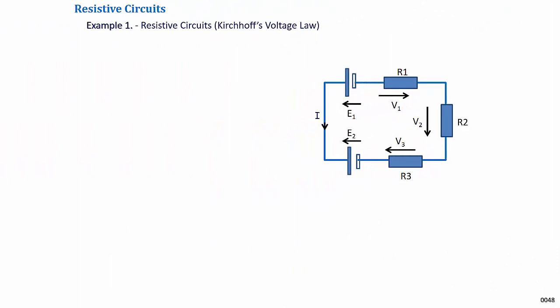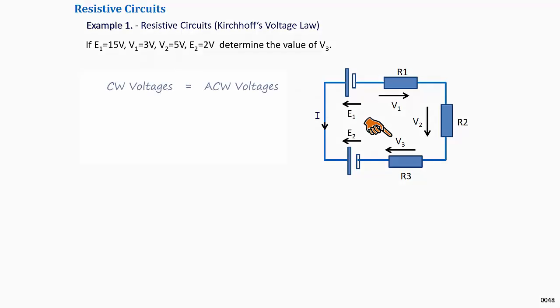The following example is in the accompanying workbook, Resistive Circuits, Kirchhoff's voltage law. Here we have been given a circuit with potential arrows and the current direction shown. The question requires that we should determine the value of the voltage V3. By KVL, clockwise voltages equal anti-clockwise voltages. So, V1 plus V2 plus V3 plus E2 equals E1.